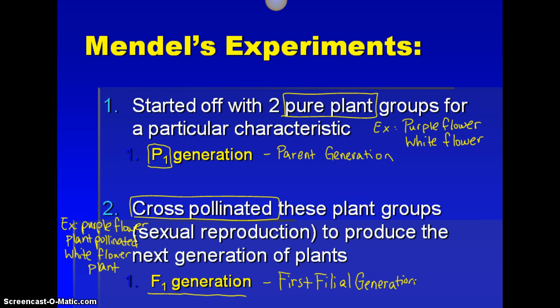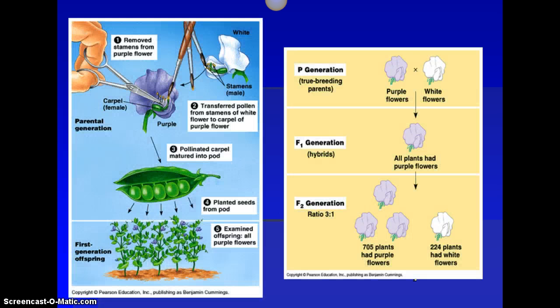Now, in order to cross-pollinate, he actually did this. In this picture, you can kind of see what would happen. He took the purple plant and he took a paintbrush and got some pollen from that purple plant and transferred that pollen to the white flowered plant. And then once they matured into a pod and he planted those, he would see his first generation offspring. We'll be going through those results in just a few minutes.